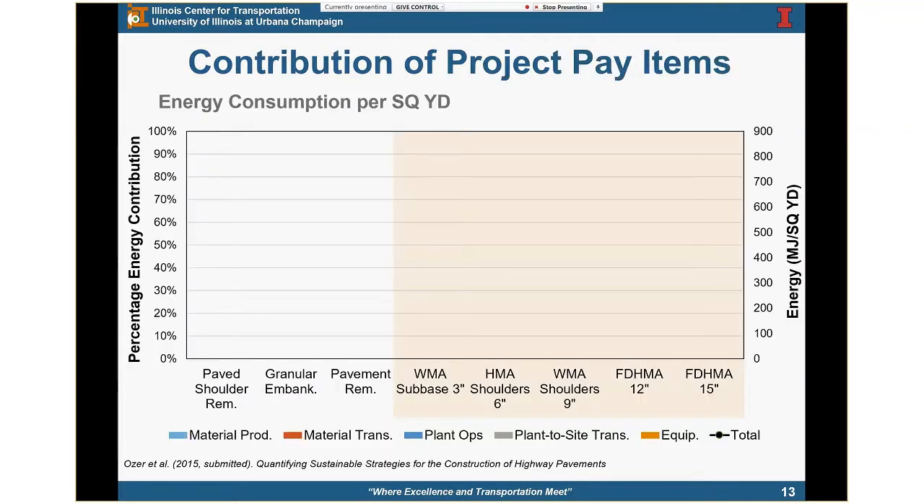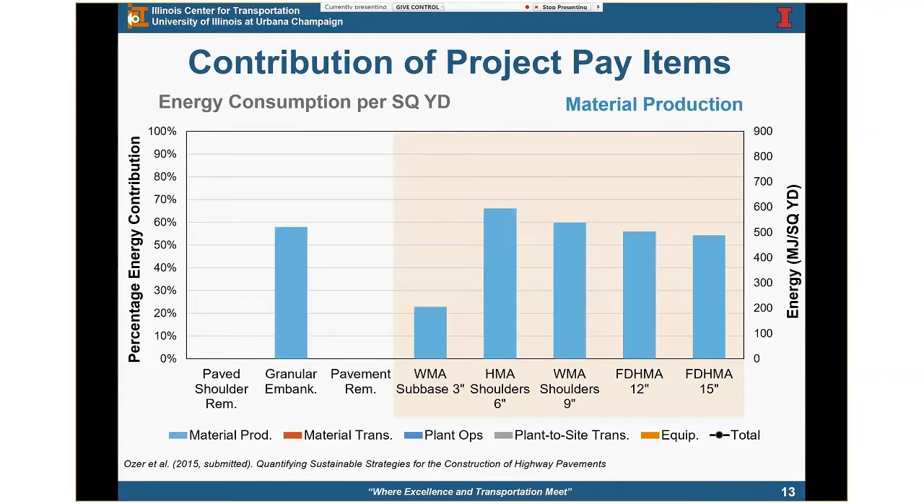Here's a good example where we're showing a hot mix asphalt with different mixes for a pavement. First, we are removing the shoulders, we are removing the pavement, we're putting some granular embankment, and then we're putting some different mixes. These mixes include warm mix asphalt for the subbase, hot mix asphalt for the shoulder at 6 inches, warm mix asphalt at 9 inches for shoulders, and we have full depth hot mix asphalt at 12 inches and 15 inches. So let's look at the percentages of the energy for each one of the steps.